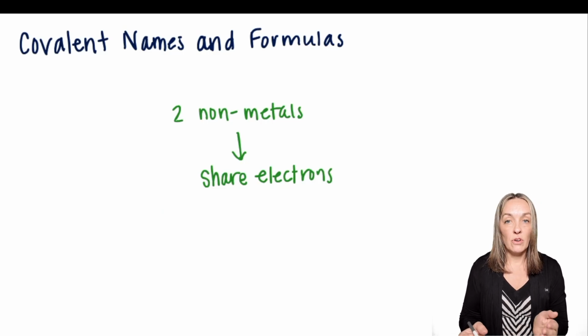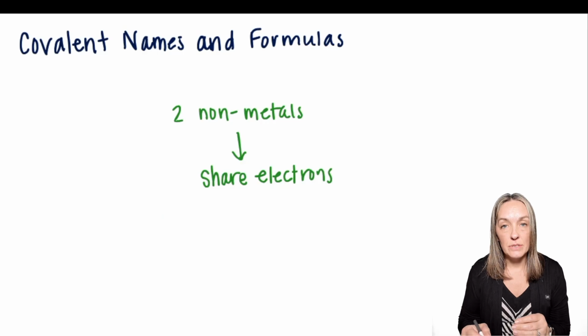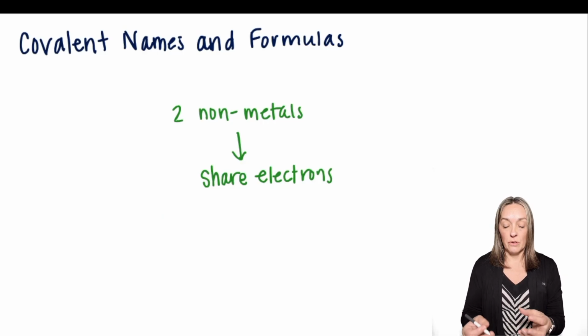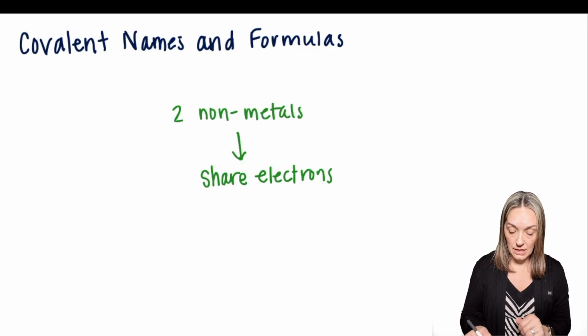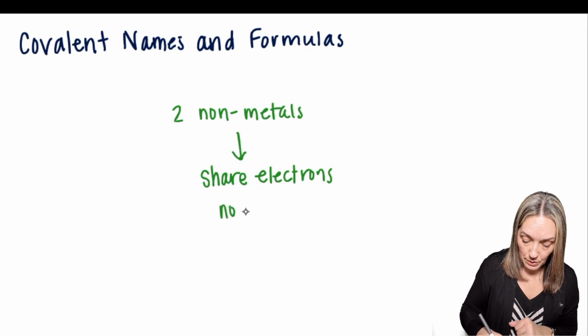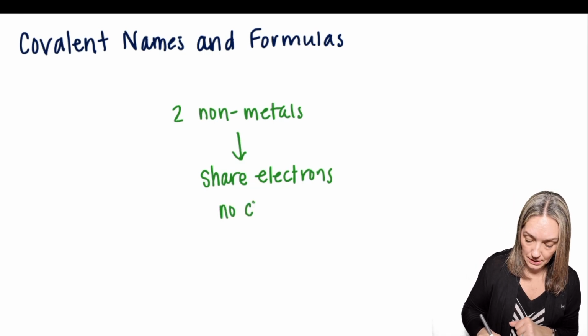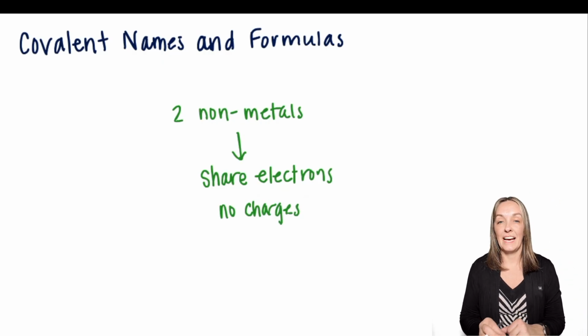When they share electrons, nobody gains and nobody loses electrons. So there is no overall charge in the compound. That means that when we are writing covalent names and formulas, there are no charges to deal with like we would see in an ionic compound.